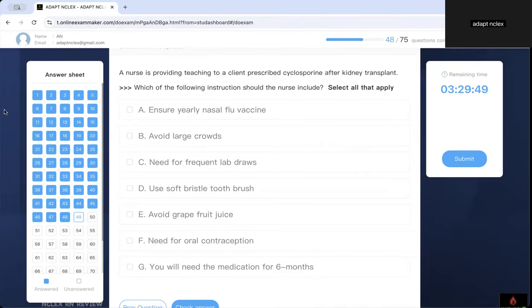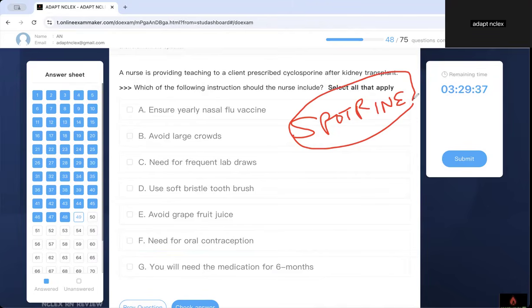If you don't know anything about cyclosporin, I want you to stop the video and write this down. I call it SPORTRIN. I have a YouTube short that you can use. It has heavy information on cyclosporin in 60 seconds. The S is skin cancer. I don't see skin cancer there. P is what? Pancytopenia. That means your white count goes down, your platelets go down, your RBC go down.